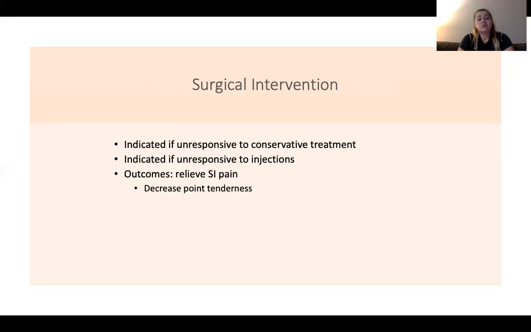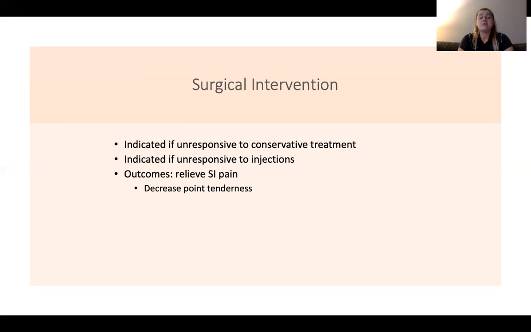So as far as surgical intervention goes, surgery might be indicated if they are unresponsive to conservative treatment or if they have been unresponsive to any type of injections. Working in the orthopedic clinic, I have seen a few spinal injections, and I have been in the room when spinal injections were recommended to patients.